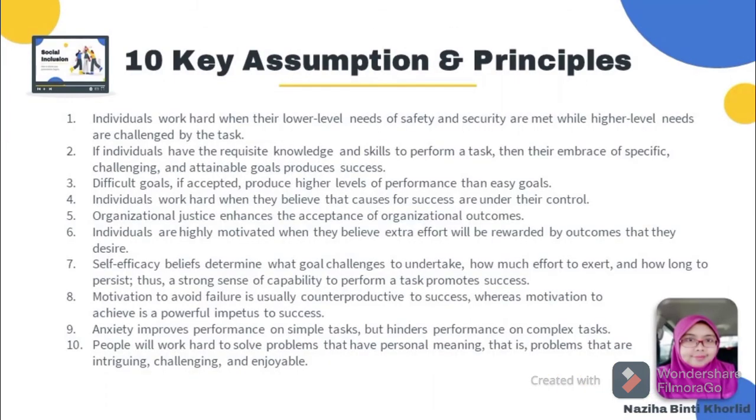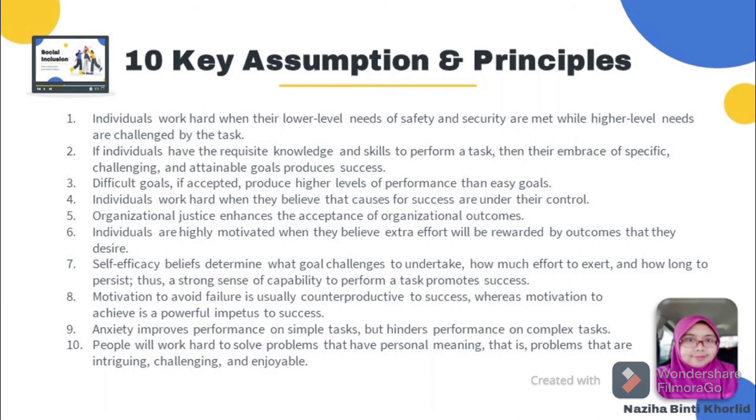The next topic that I will present, and also the last topic, will be 10 key assumptions and principles when it comes to motivation. First, individuals work hard when their lower level needs of safety and security are met, while higher level needs are challenged by the task. Number 2, if individuals have the requisite knowledge and skill to perform a task, then their embrace of specific, challenging and attainable goals produces success.